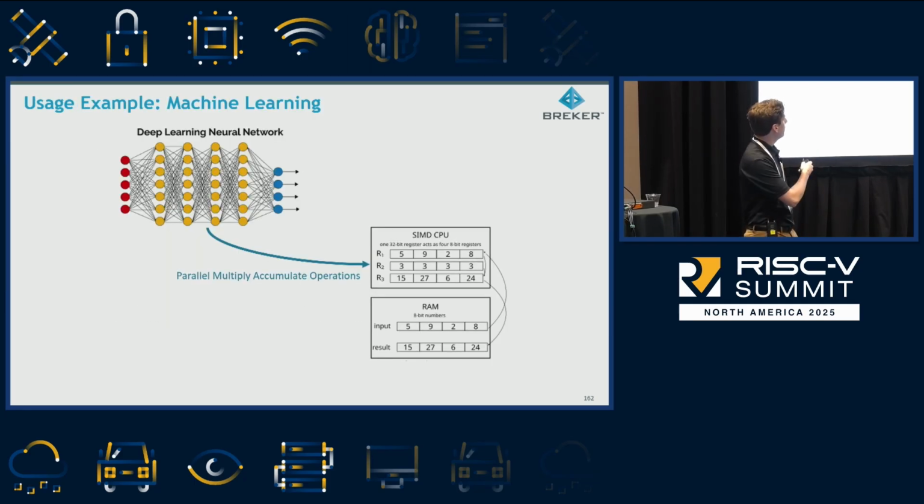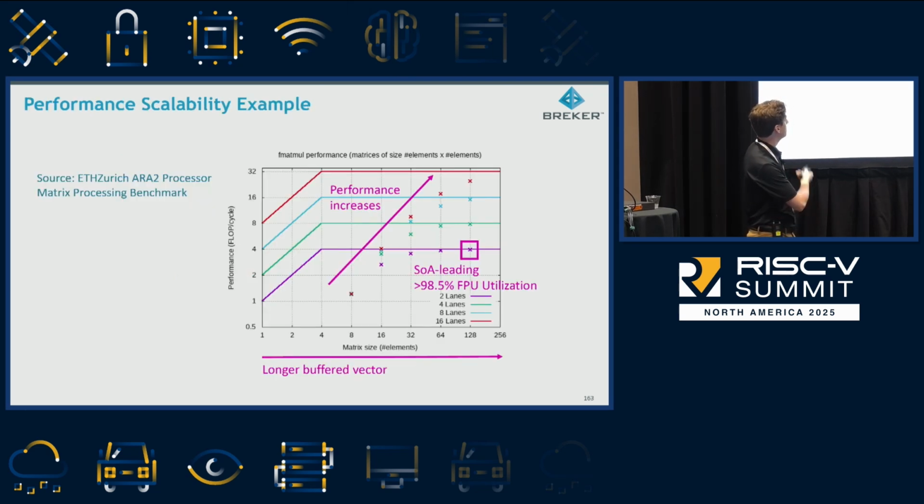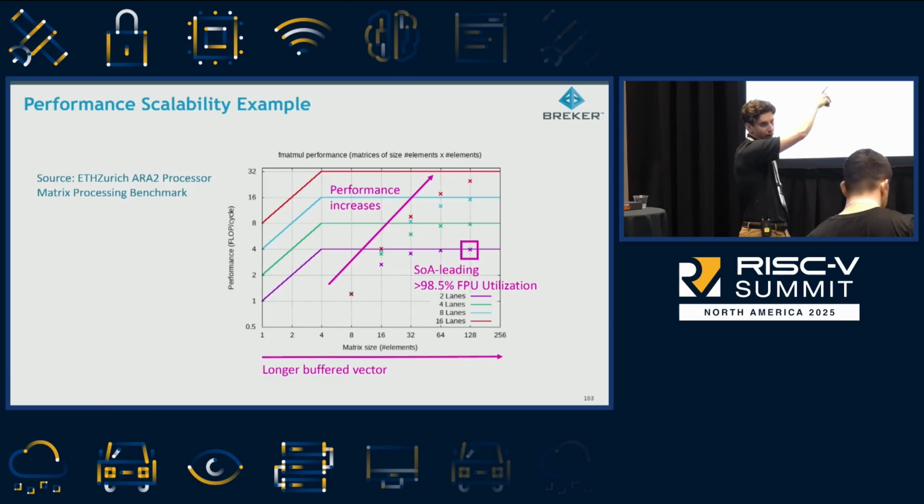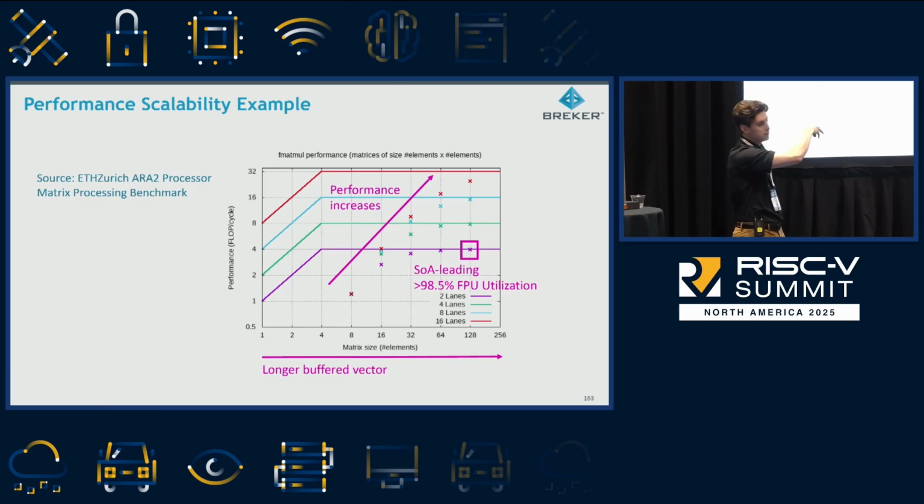And here's an example of how that parallelization can work. All these similarly colored nodes in this neural network are doing the same calculation. You can split them out in parallel, and you can get some really good speed-ups. And so this is some good data from ETH Zurich with their ARA. I think this was actually ARA 2. And you can see as they increase the number of parallel agents, which in their case are lanes, we increase the performance quite a lot.